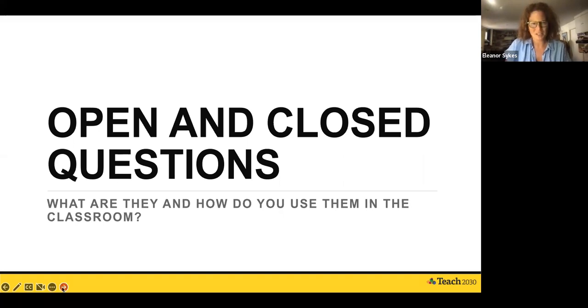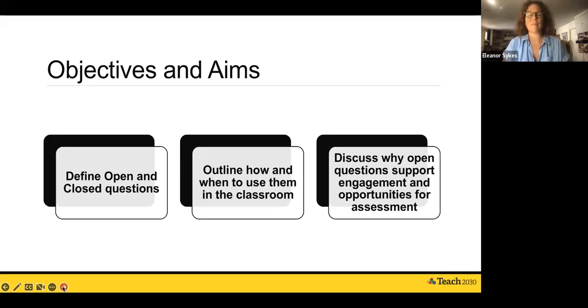So open and closed questions. The objectives and the aims of our workshop today: to define open and closed questions, to outline how and when to use them in the classroom, and to discuss why open questions support engagement and opportunities for assessment. Assessment is a real buzzword in teaching, as it should be, as it is an integral part of good classroom practice, assessing what your learners know and where they are and where they need to go next.